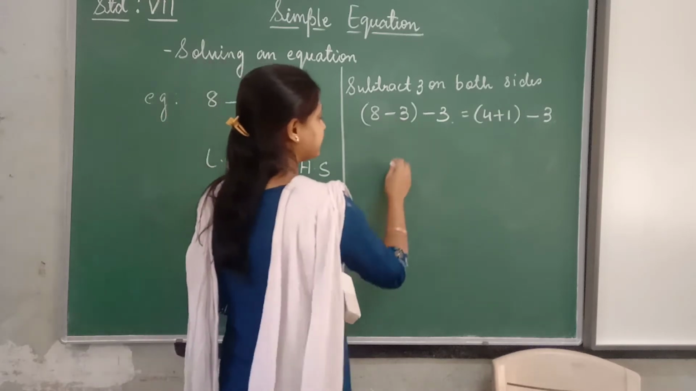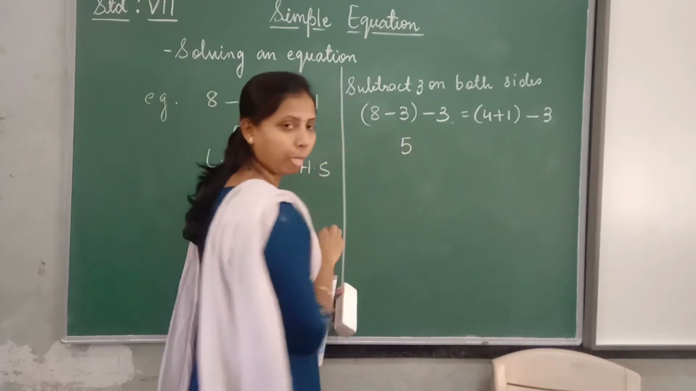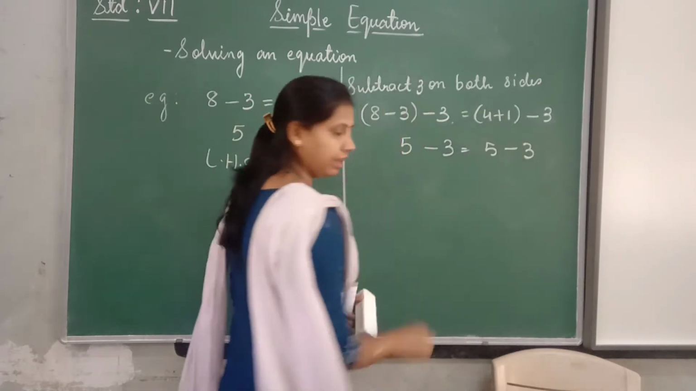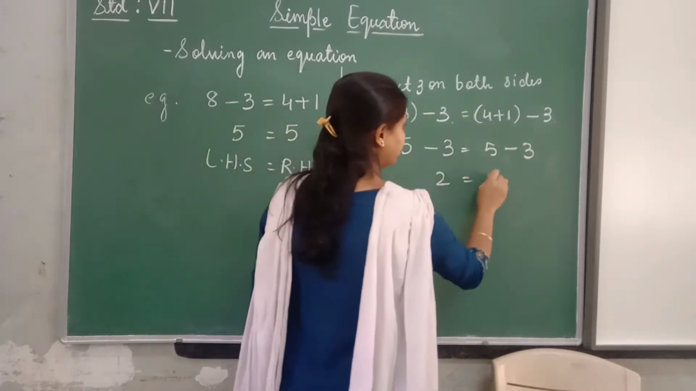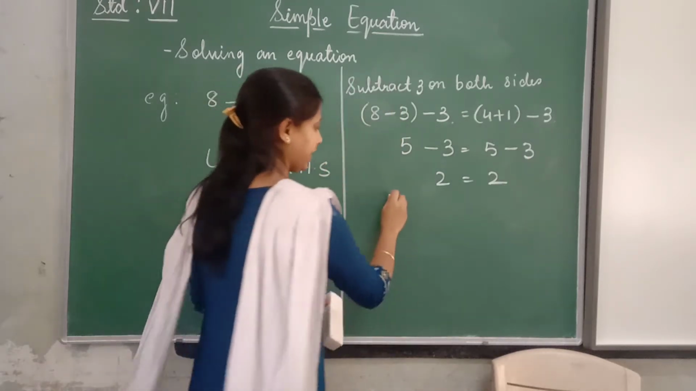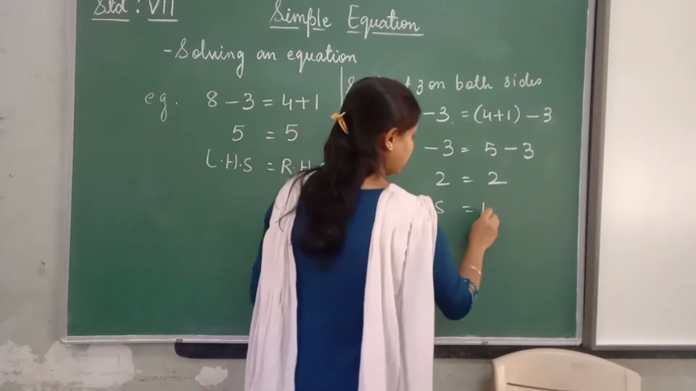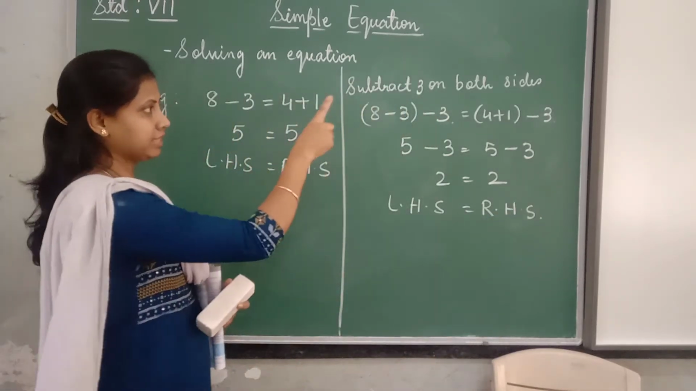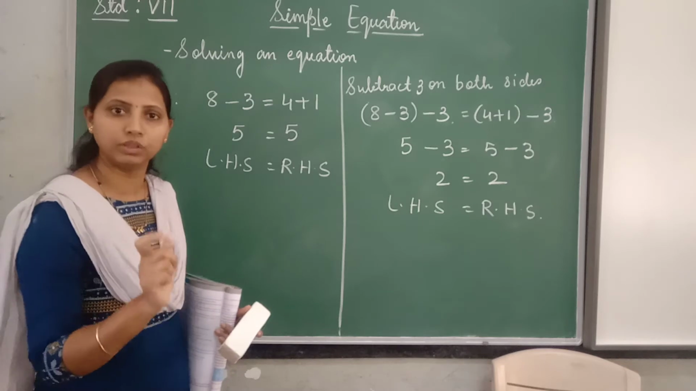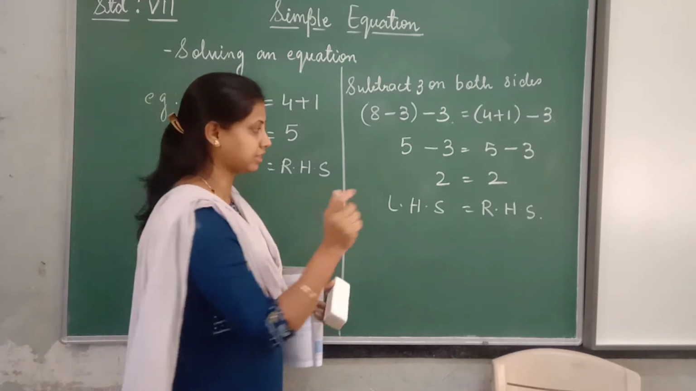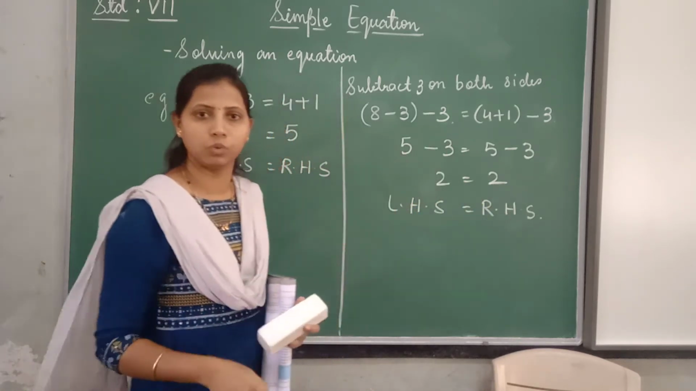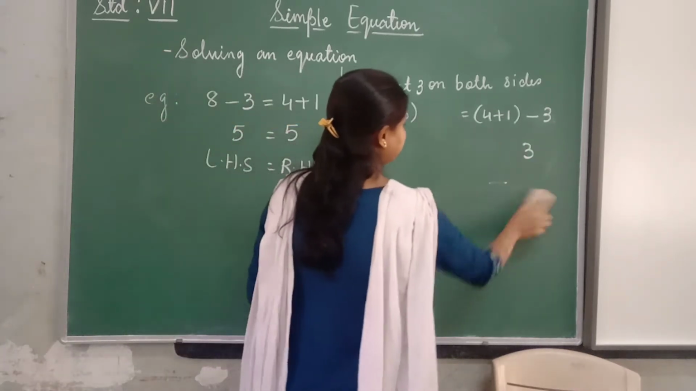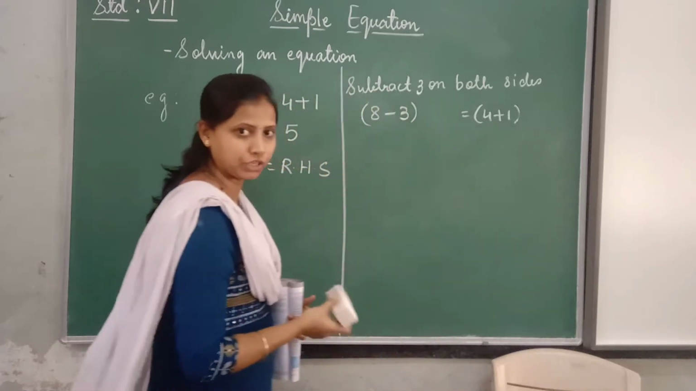So 8 minus 3, children, 8 minus 3 is 5 minus 3. 4 plus 1 is 5 minus 3. 5 minus 3 is 2, and here also 2. So again you can see LHS is equal to RHS. So if we subtract a same number on both the sides, still the equation remains the same. That is, LHS is always equal to RHS. Same way it is for division and multiplication.